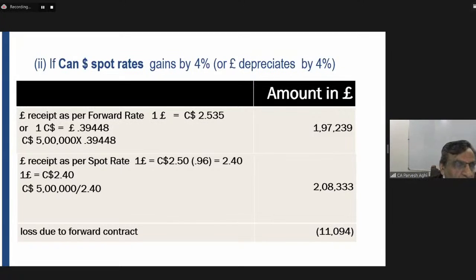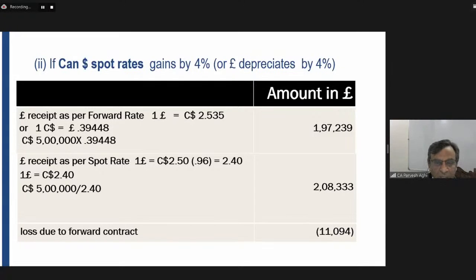Because here the Canadian spot rate has actually gained by 4%, this would translate into much more money for this exporter. So if he had not taken a forward cover, he would have got 2,08,333 pounds, which is 5 lakh Canadian dollars divided by 2.4. So how did we calculate it? We took the spot rate at the beginning, which was 2.5 Canadian dollars per pound, and multiplied by 0.96, since the pound is depreciating by 4%, which comes to about 2.4. Then we calculate how much money he will be getting.